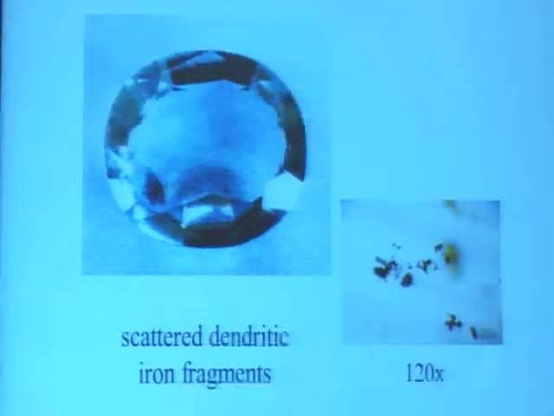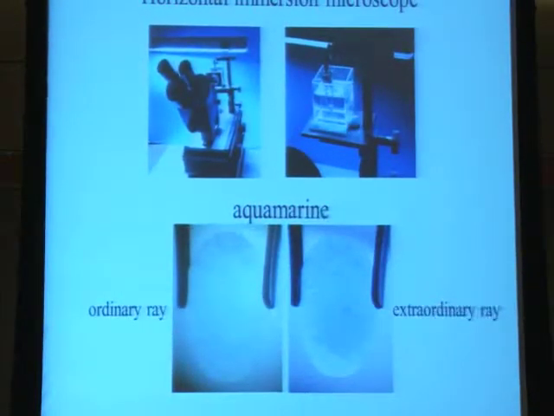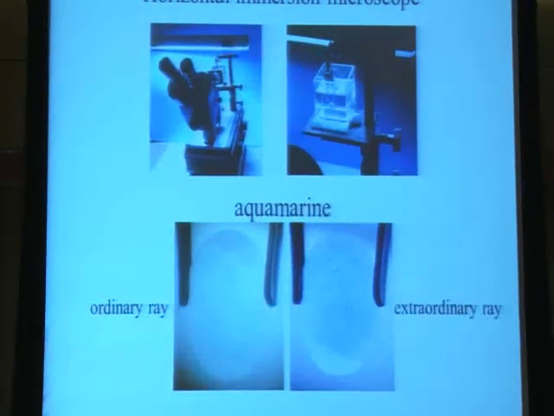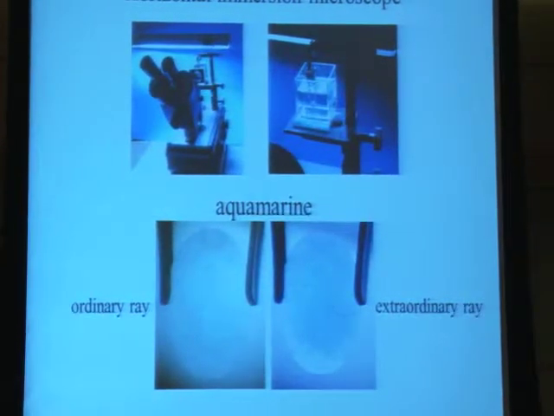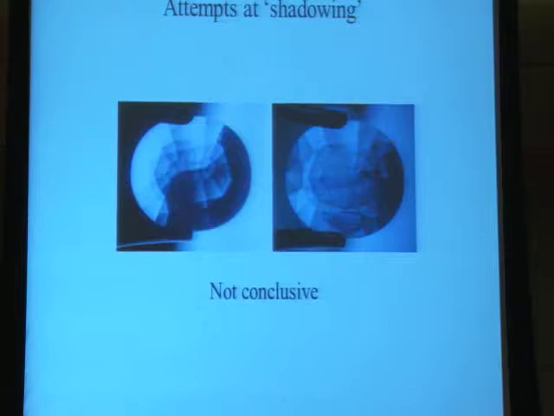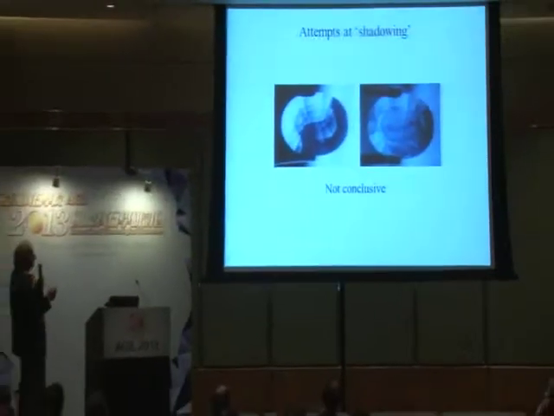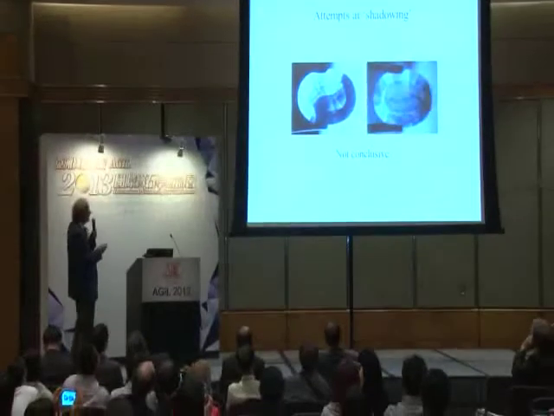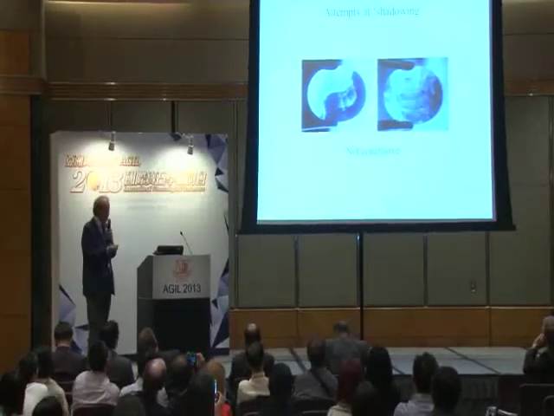How can we tell? Well, if we go on to a horizontal microscope, we can see here in this Manfred Eichhorst unit, we can see there is dichroism, the ordinary ray, the extraordinary ray. Then if we shadow, we begin to see the structure appearing. Now, that's my attempt at shadowing using a black card. How could we do this even better?